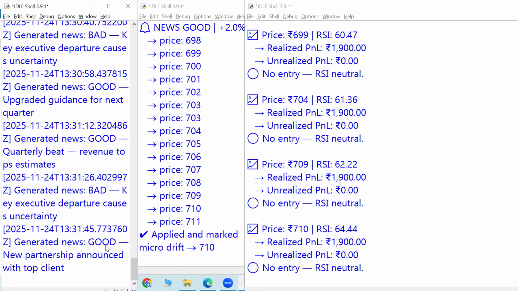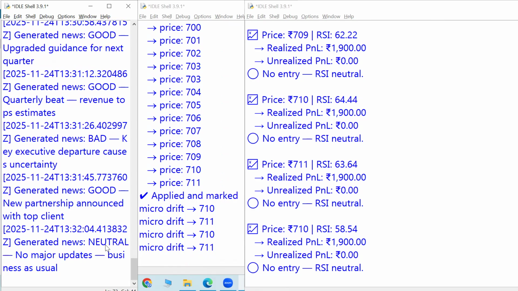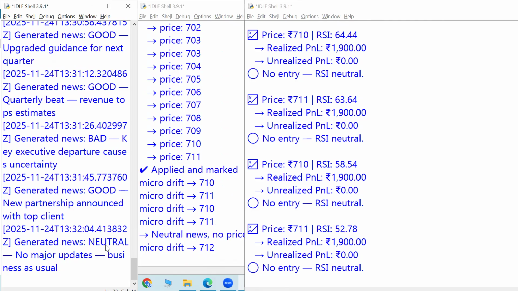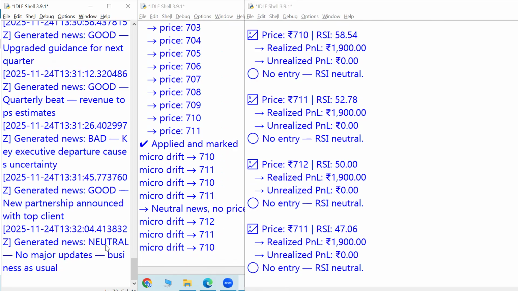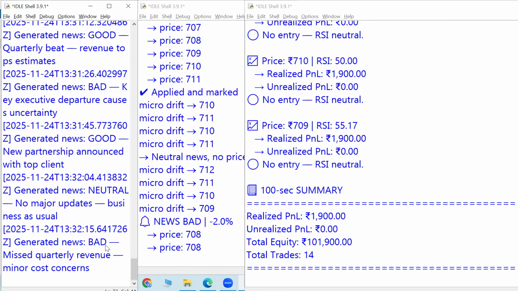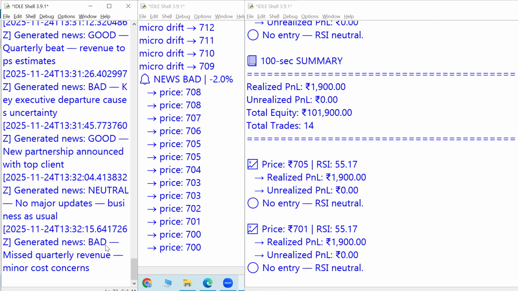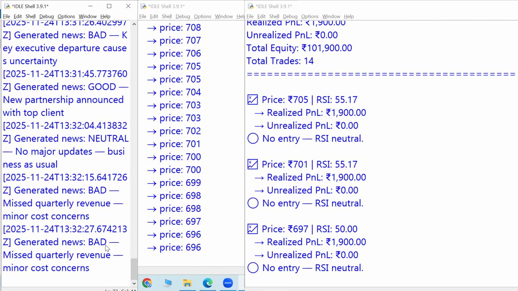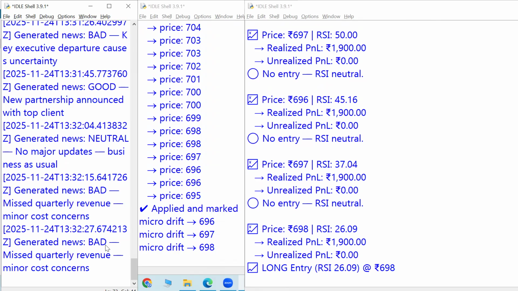Okay, the RSI is not increasing. If we get one more good news, there might be a change. RSI is still neutral. You can see RSI is cooling down because the neutral news has flown. So you can keep on doing this. Okay, we are in a profit of 1900. The RSI is going to go below because we got bad news. And just keep on running, and we are going to see this kind of magic every day in the market.